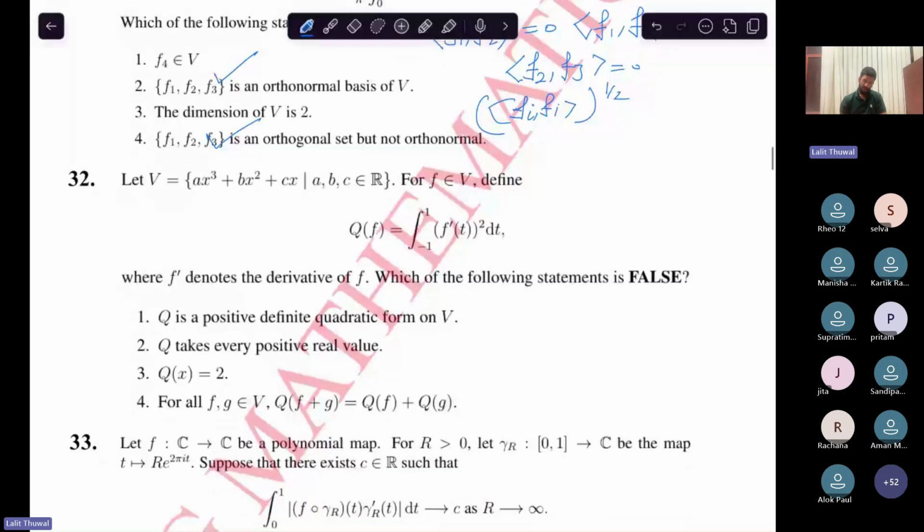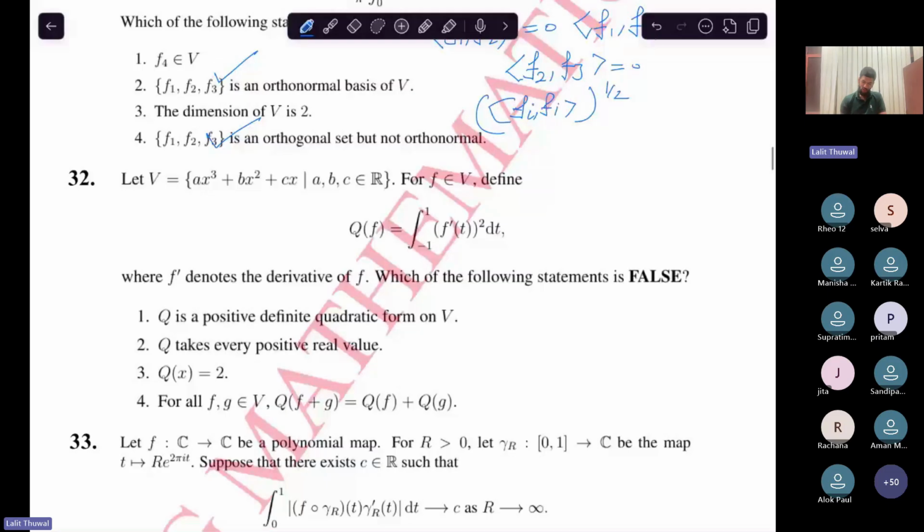So see, now I will use somewhat real analysis here. V is the vector subspace of all the real polynomials up to degree 3, and we define Q(f) equal to the integral of (f'(t)) whole square dt, where f' denotes the derivative of f.